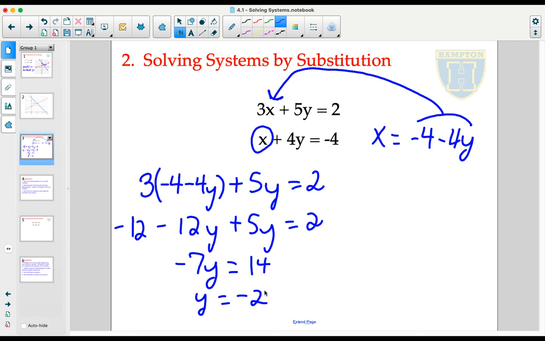While it would be really nice if that was the place that we were done, we of course are not finished yet. We need to substitute that information back into one of the two original equations and figure out what x is. There really is no wrong place to put this particular y. You could put this y in this equation, you could put this y in this equation, and you could put the y in this equation. All of them should give you the same answer.